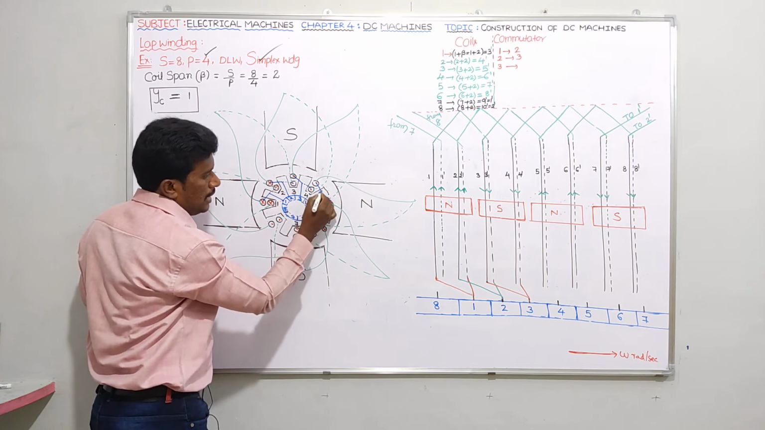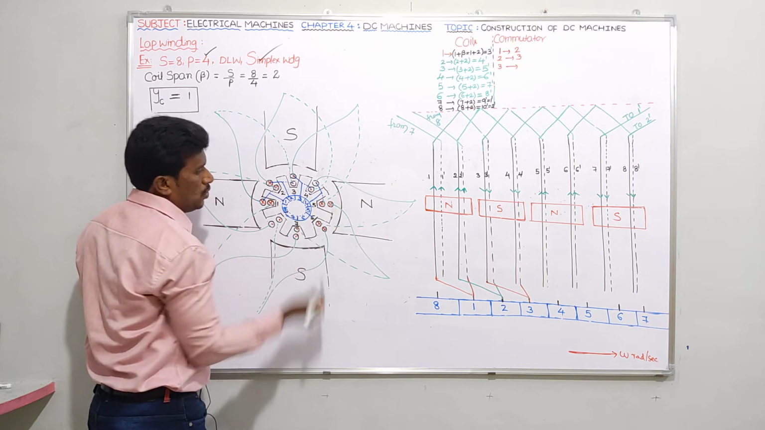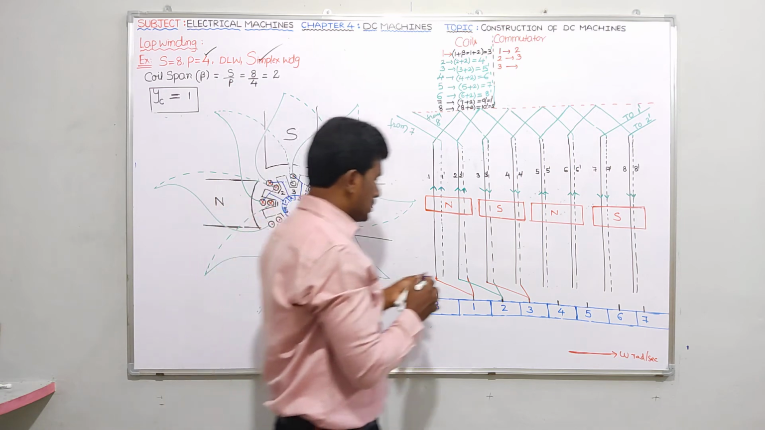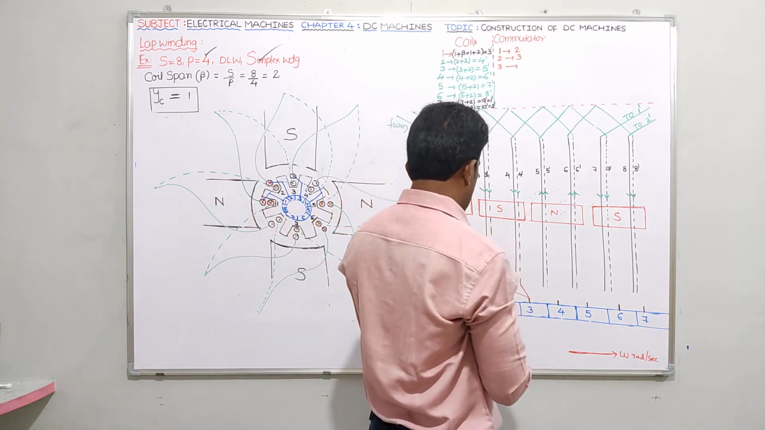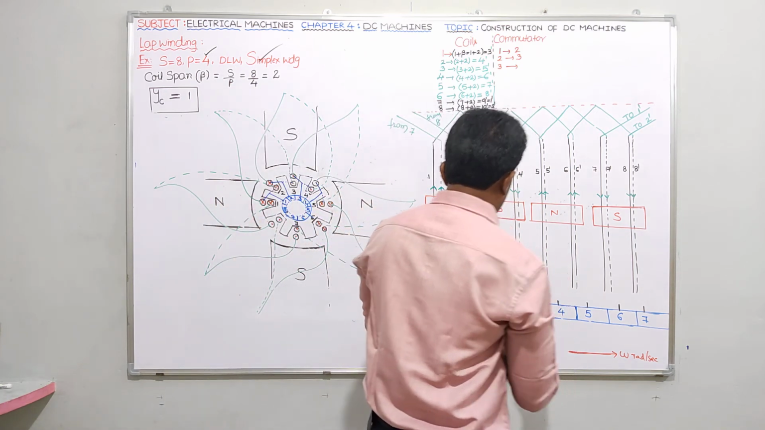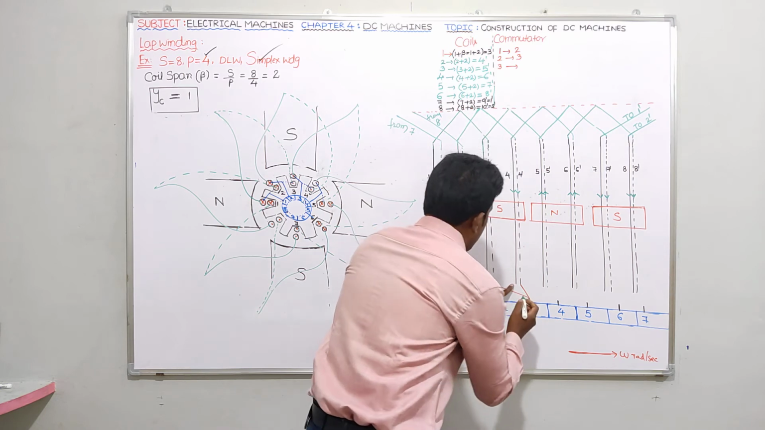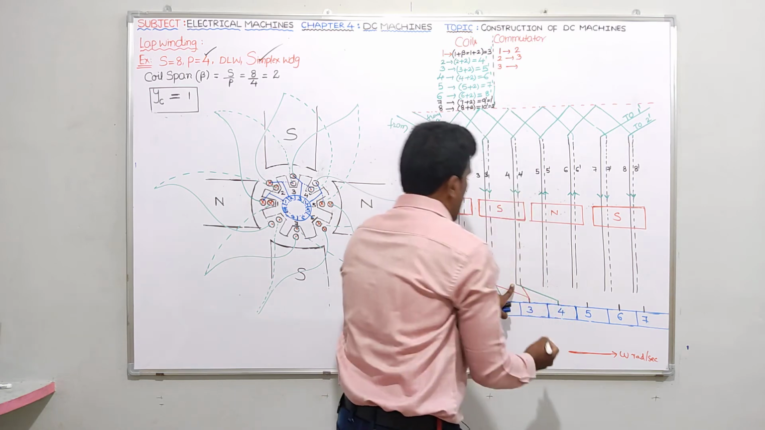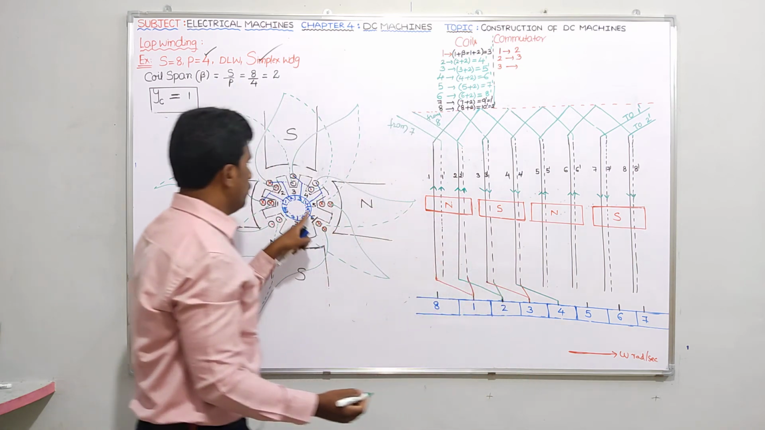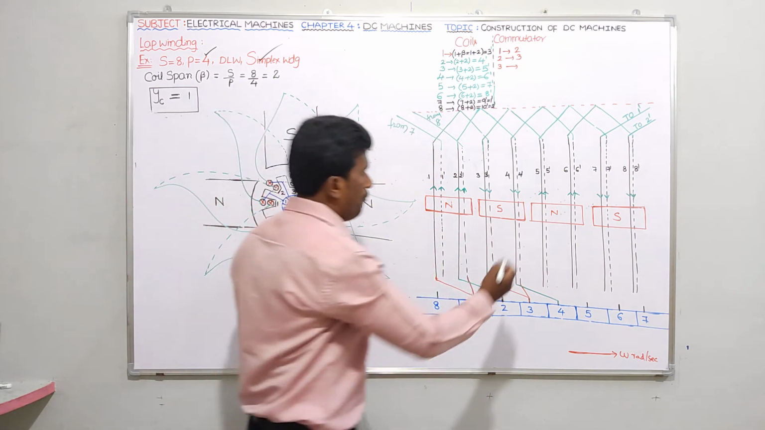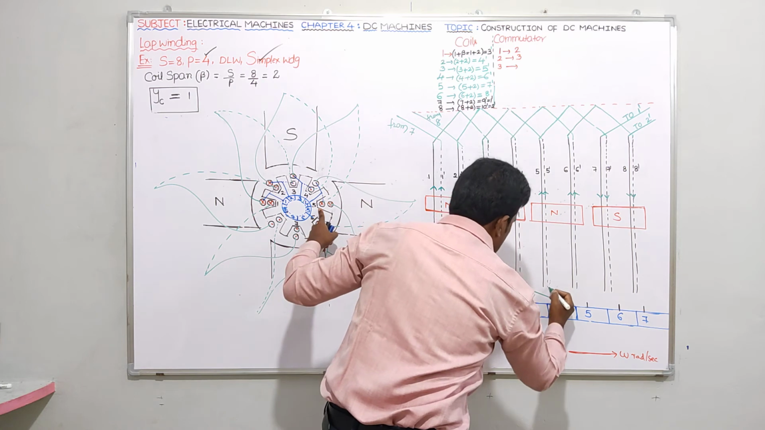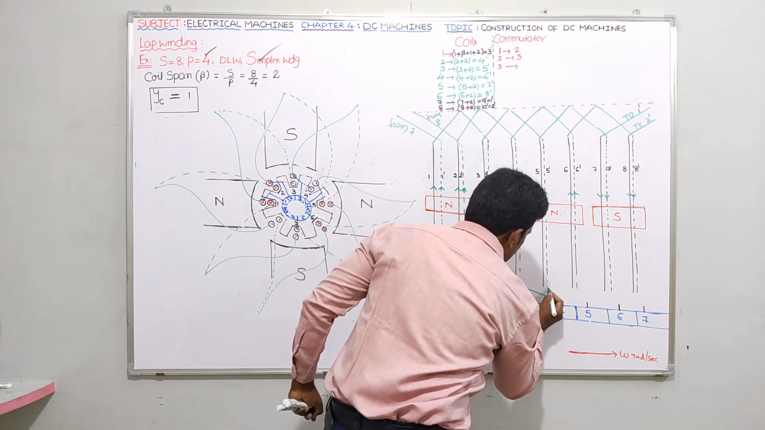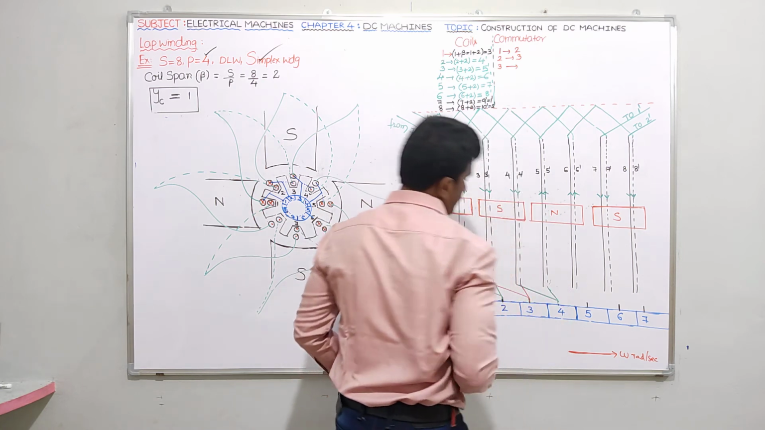Fourth segment. It is extended to fifth slot lower. So fourth slot upper means this one, it is connected to segment number 4, and it is extended to 5 dash, means 5 dash is here, it is connected to what here I can say, this segment. Is it clear?